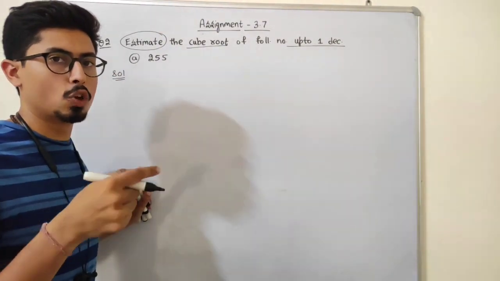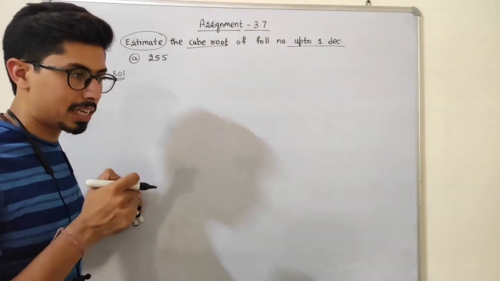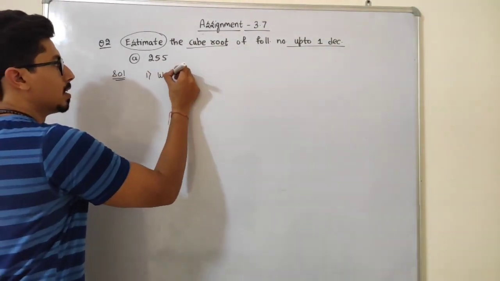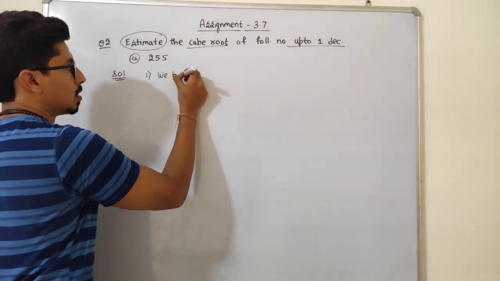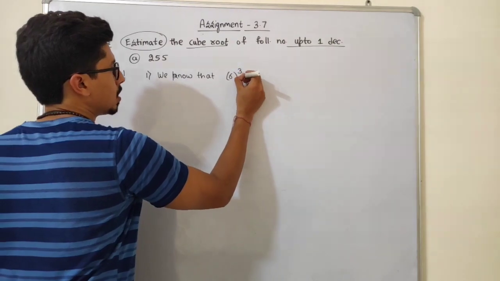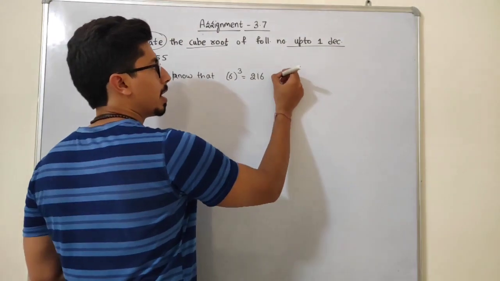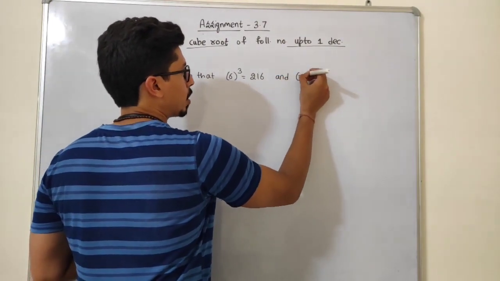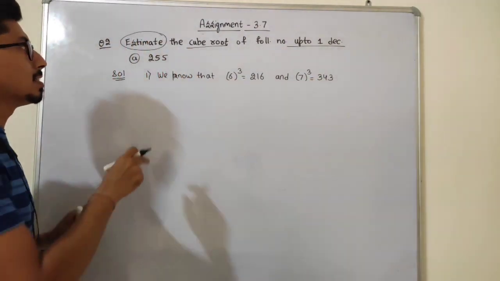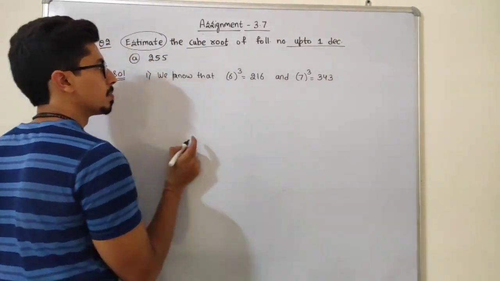Now we have to find the cube root, so we have to find the cubes of numbers. If I take 6, 6 cube is 216. And the number greater than this, 7 cube, is 343. That means 255 lies between these two numbers.